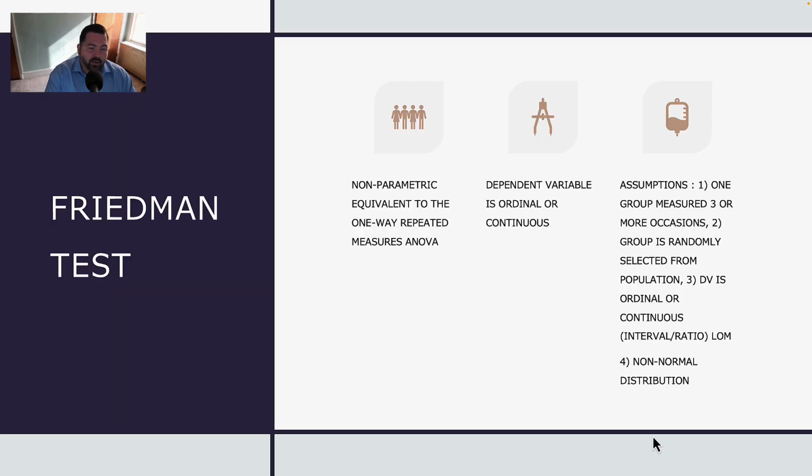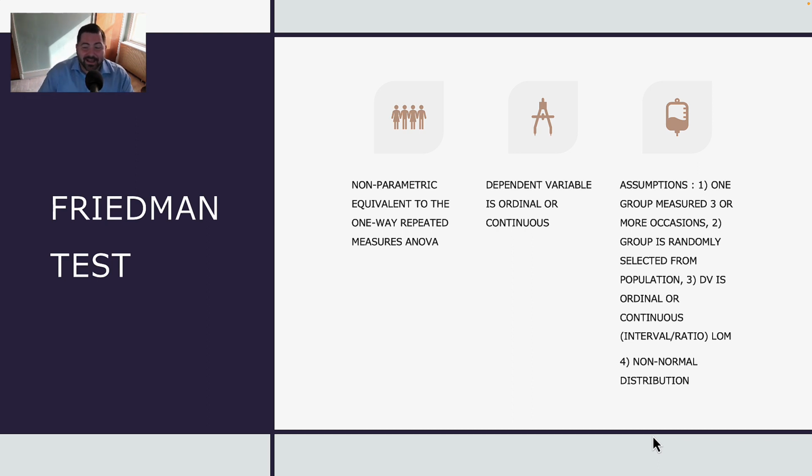So what about a repeated measures ANOVA? Well, for a repeated measures ANOVA, the non-parametric friend is what's known as the Friedman test. The conditions that need to be met, or the assumptions for the Friedman test, is that our dependent variable is ordinal or continuous, meaning interval or ratio level of measurement. And our assumption is that we have one group that is measured 3 or more times, just like in a one-way repeated measures ANOVA. So it's similar in that way and aligns really well.